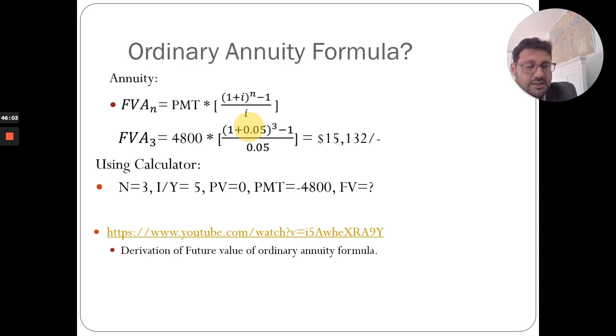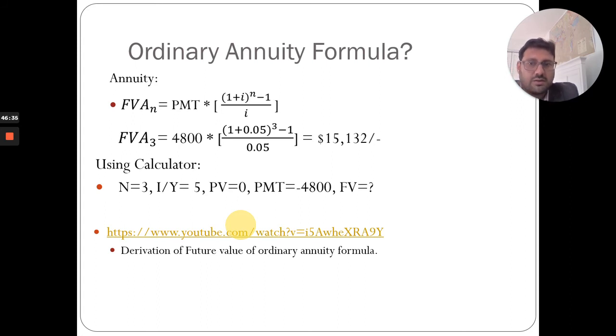You can double check this number. And where did this formula come from? This formula is out of the scope of this knowledge module. But if you want to see where it came from, go and look at the following link, where the ordinary annuity future value formula is derived. So you can see the derivation on this link.